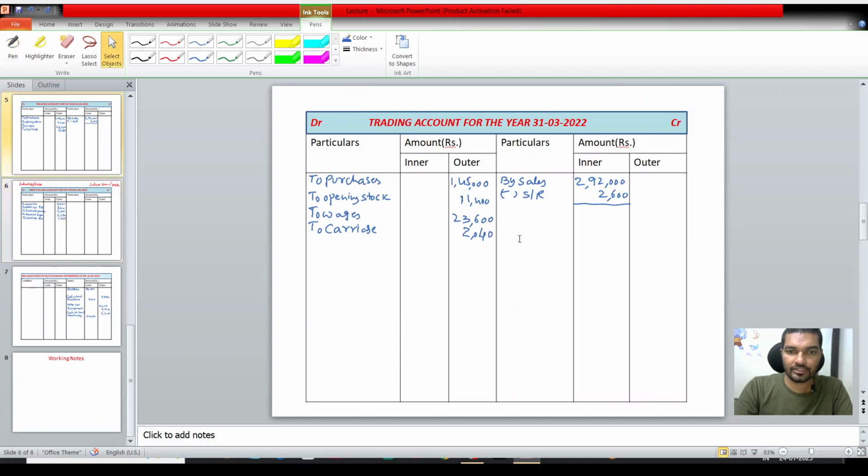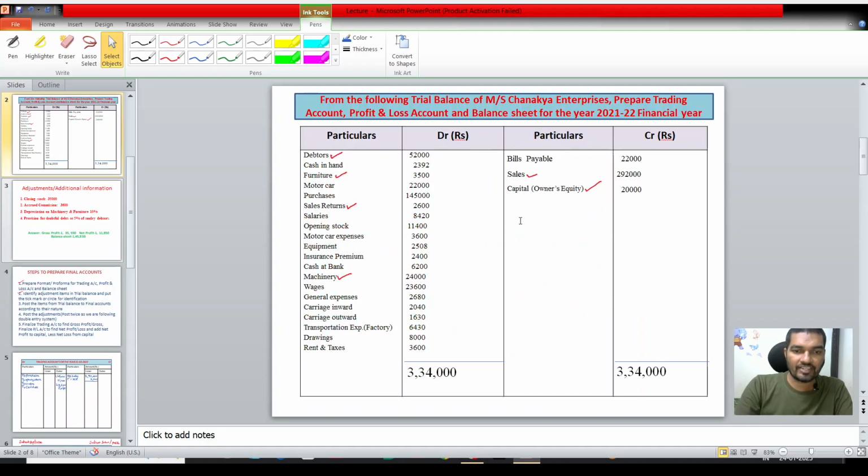So moving to next item, the transportation expenses. Within the bracket, if it is mentioned factory, we have to show it on the trading account debit side because it is considered as direct expenses. Within the bracket, if it is mentioned office, administrative or indirect, that will be shown under the profit and loss account debit side only. If nothing is mentioned, just transportation expenses, that is also considered as indirect expenses.